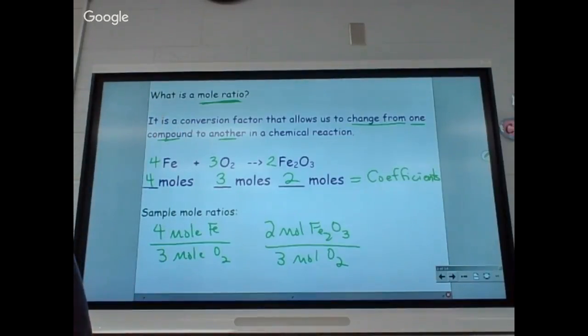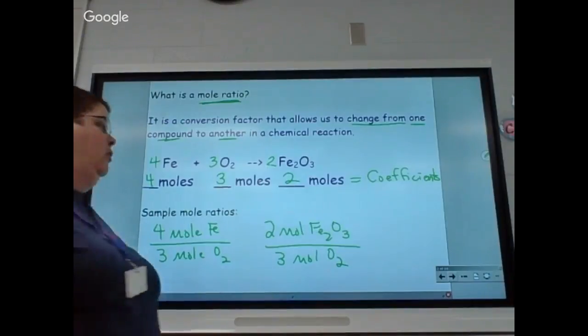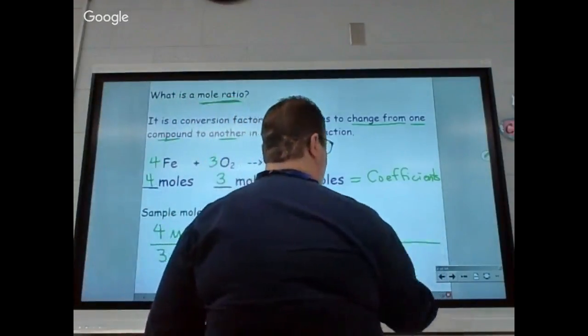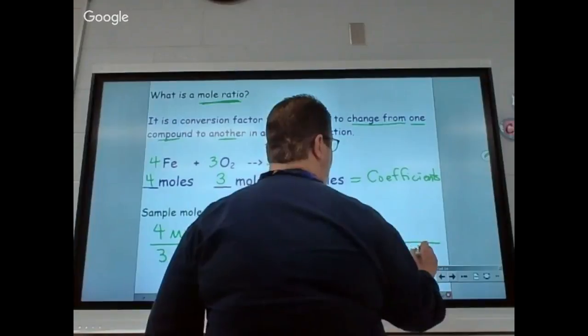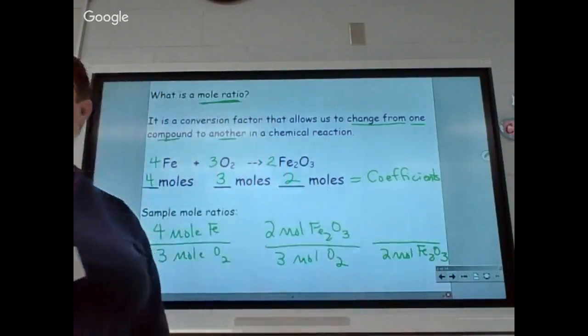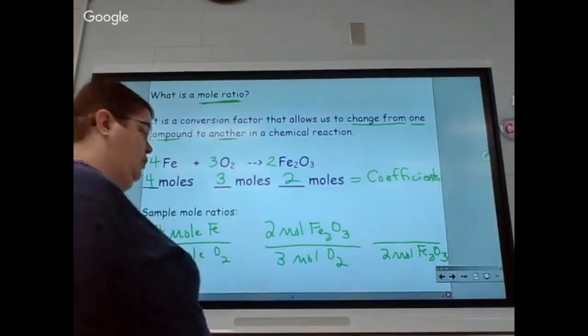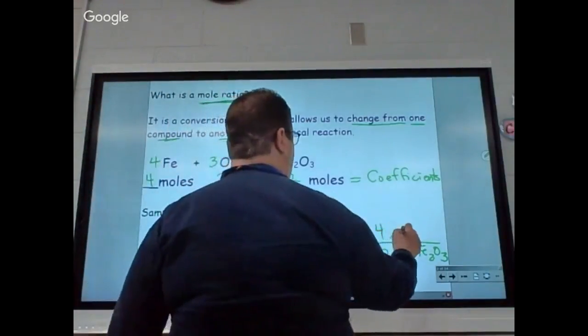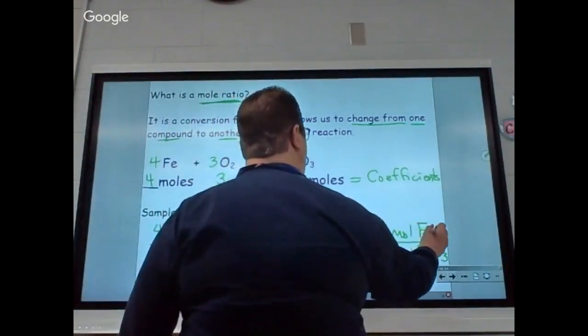So what now? Can you make a compound? Sure. So we can put 2 moles of Fe2O3 on the bottom. So give me something to put on top. 4 moles. Iron. Sure. So 4 moles of iron on the top. That's the mole ratio.